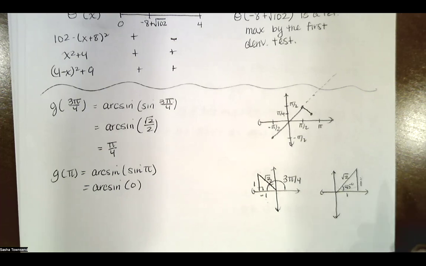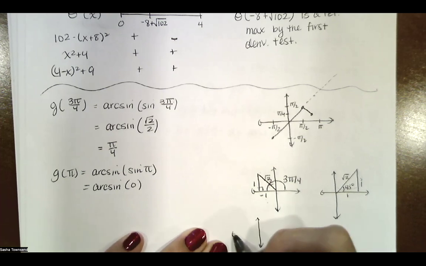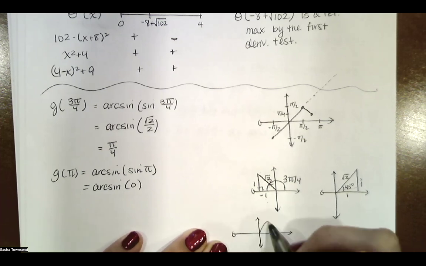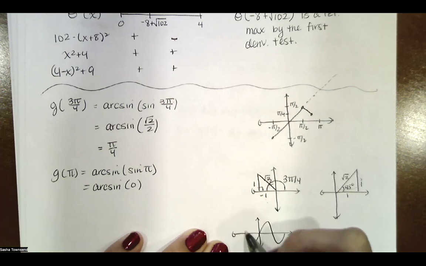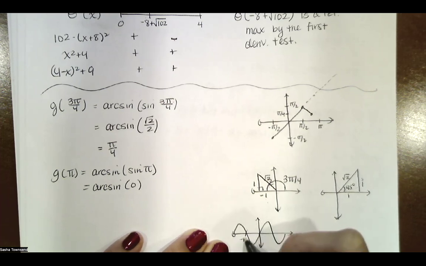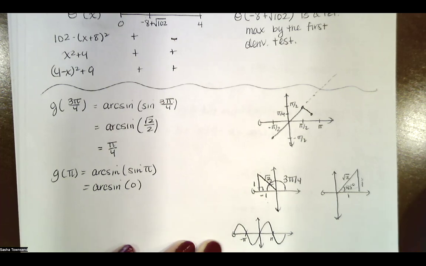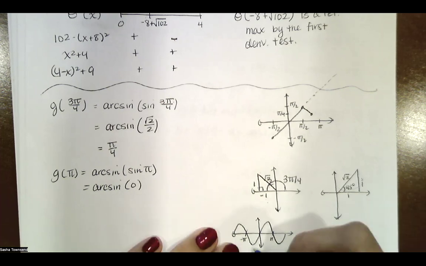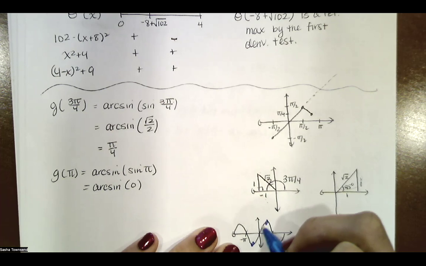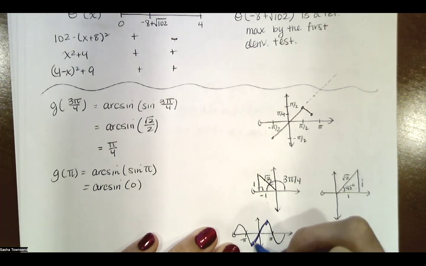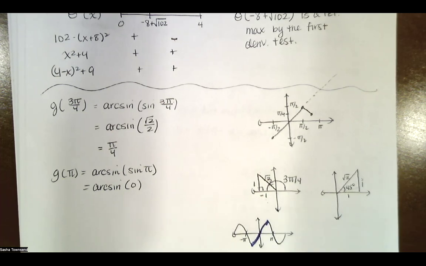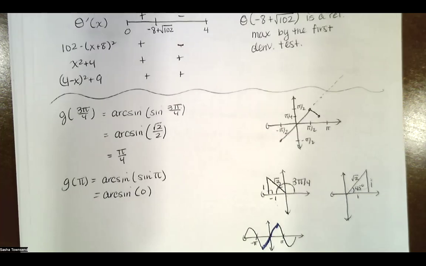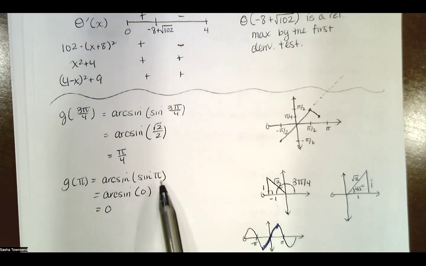Now, I can't draw a triangle for 0, but I can look at the sine graph. Y equals sine of x looks like this. And we're interested in this interval from negative pi over 2 to pi over 2. We say on that interval, where is the sine value equal to 0? Well, x equals 0, of course. So this is 0.